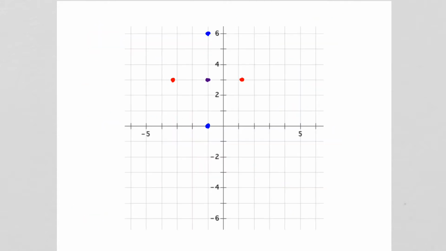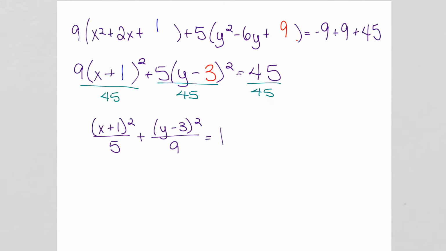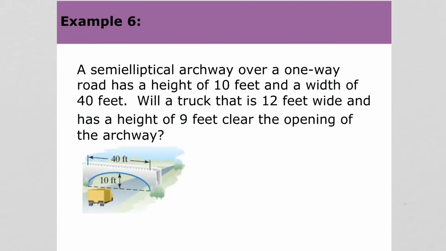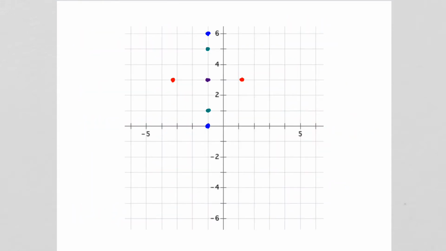So again, I'm going to go back to my graph. The foci have to be along the major axis, which was vertical. So 2 up and 2 down. So the foci are at negative 1, 1 and negative 1, 5. So we now have our equation, the center, the vertices, and the foci. And just for the fun of it, we'll come back and graph the ellipse real quick.